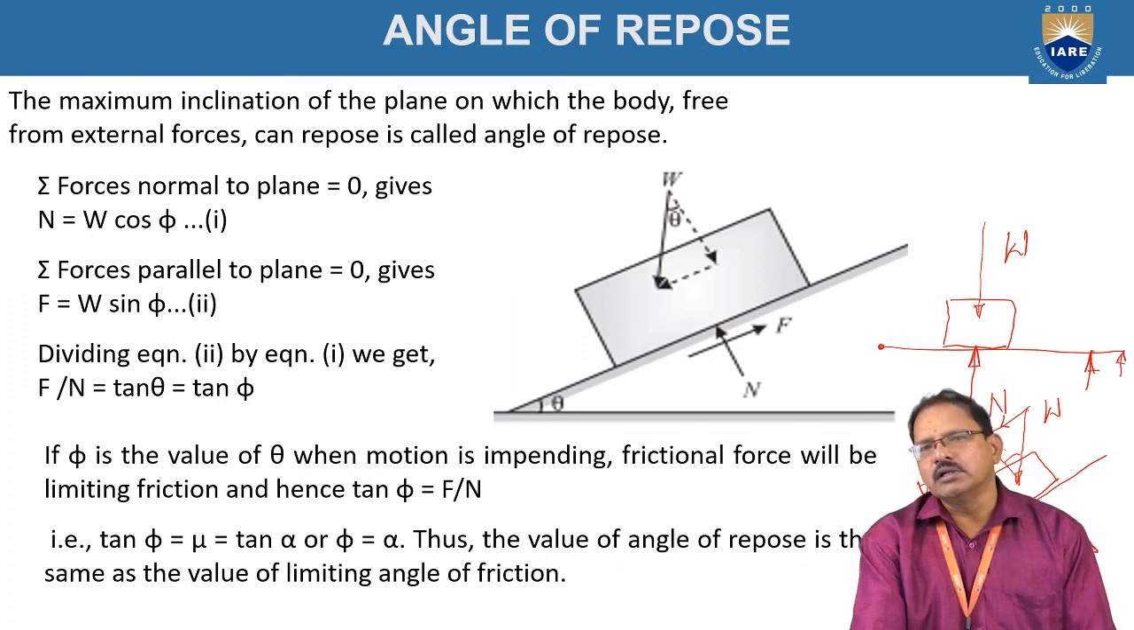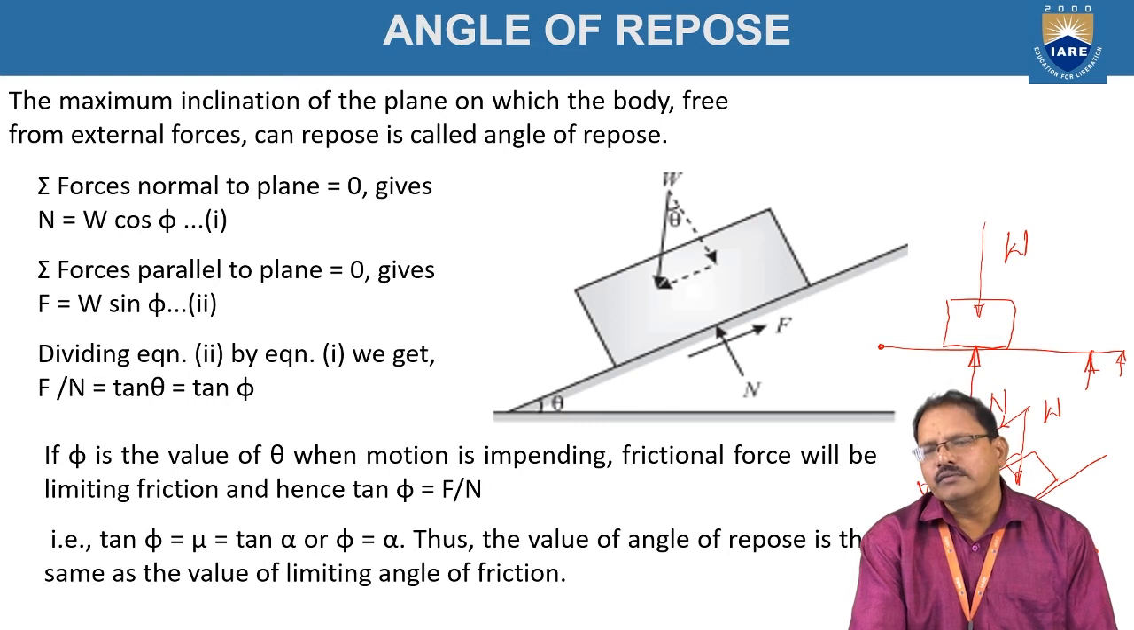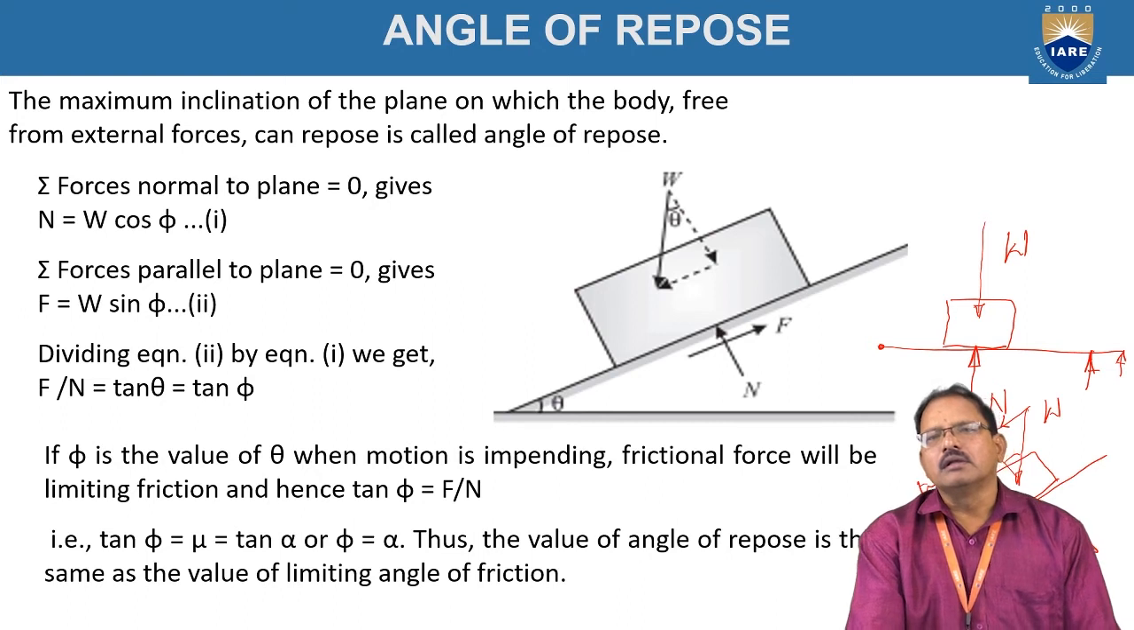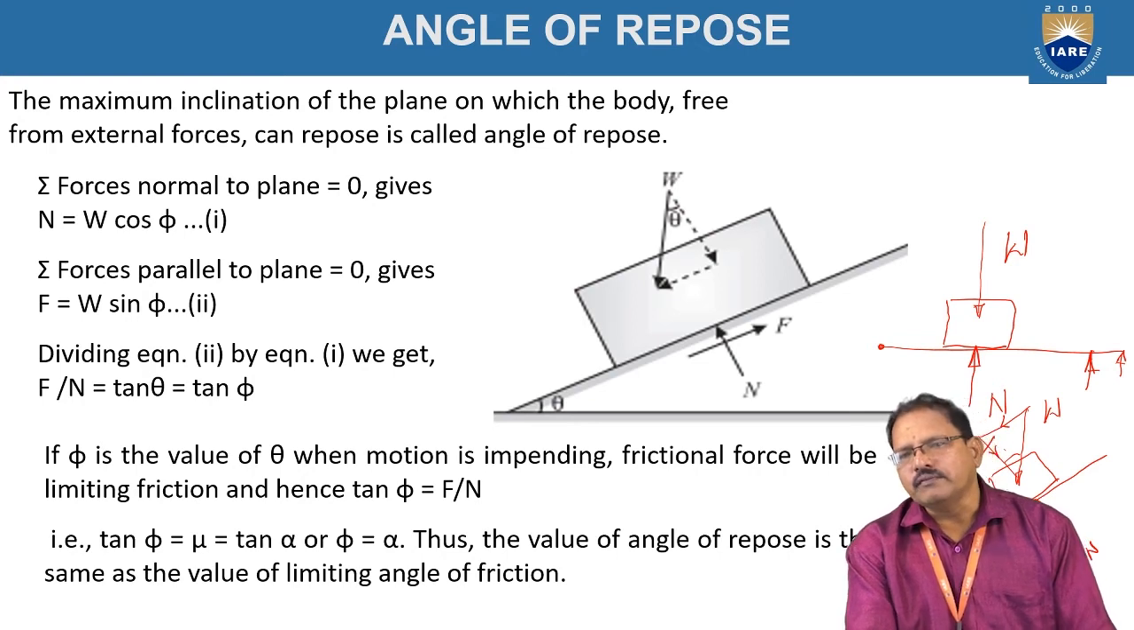Dividing F by N, we get tan theta. It is also equal to the coefficient of friction, which is represented as tan phi. Or in other words, tan theta is equal to tan phi, or theta is equal to phi. In another meaning, the angle of repose is always equal to the limiting angle of friction.